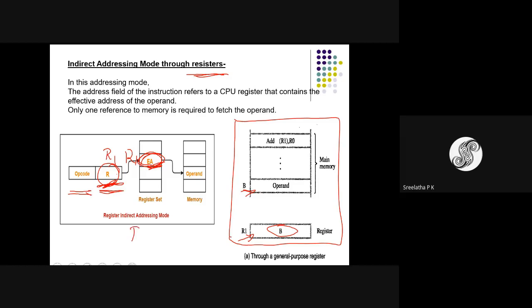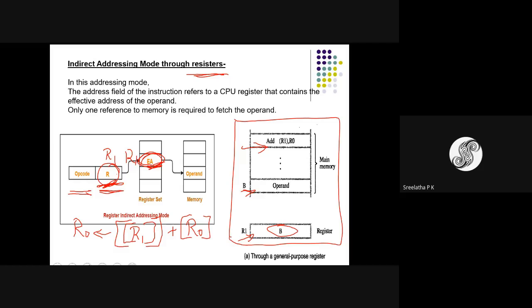So the content of the register contains the effective address, and the content of that address plus the content of R0 is added as per this instruction, and the result is put within R0. Okay, this is indirect addressing through registers.